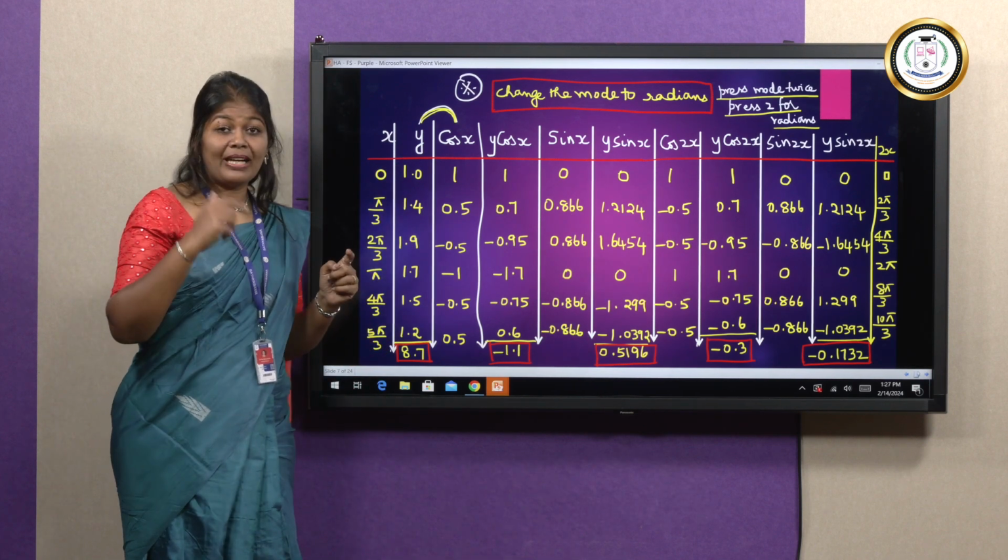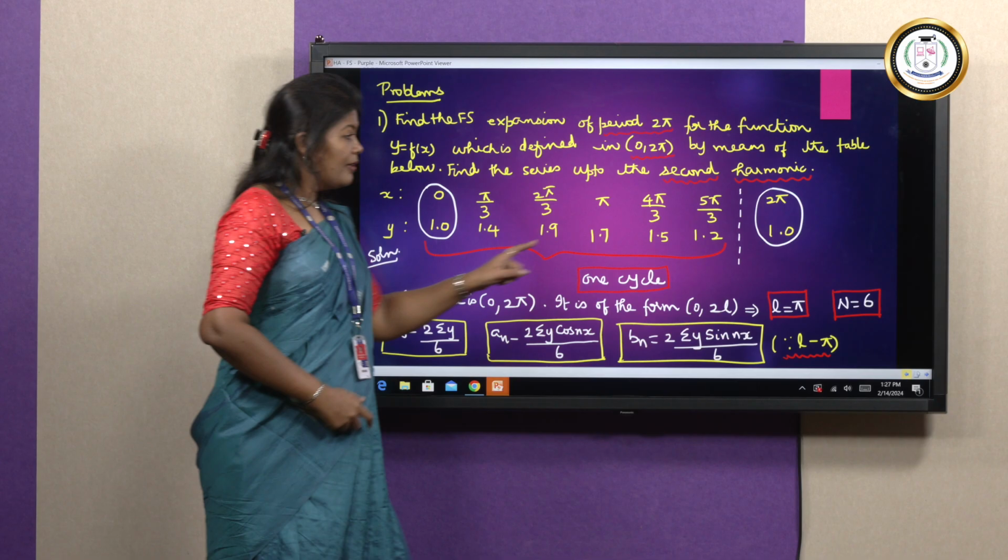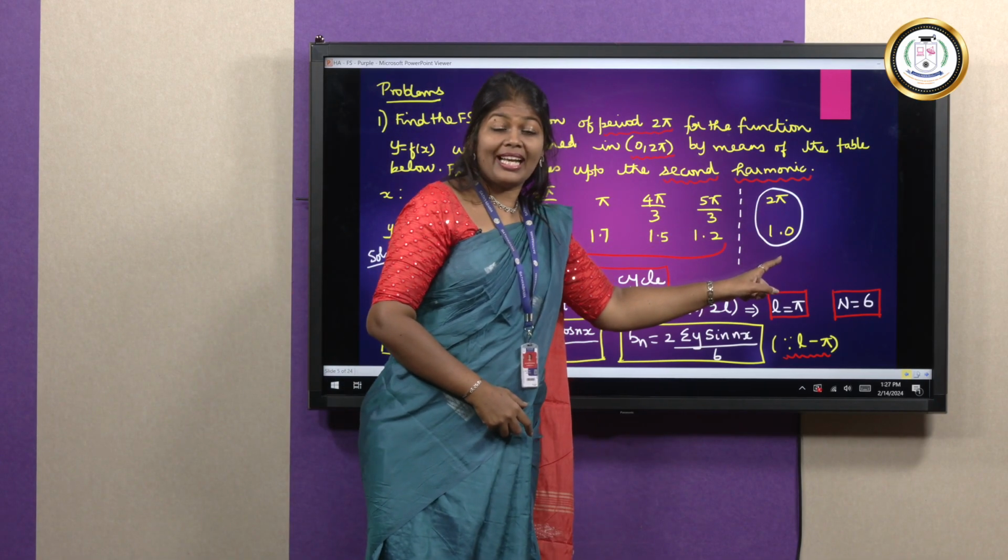Now, the last set of values repeated. Did you notice that? I hope you noticed in the table given in the question, the last set of values repeated. See, when x is 0, y is 1. When x is 2 pi, y is 1 again. Why is this?